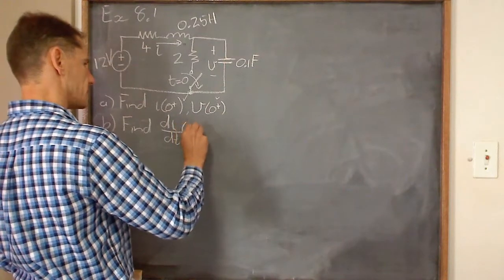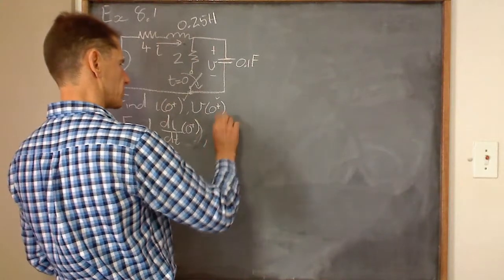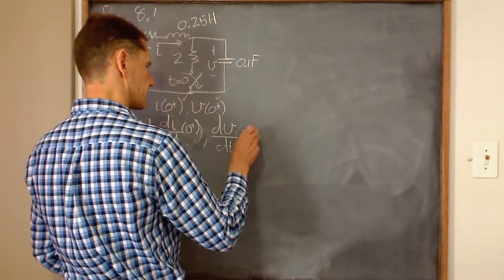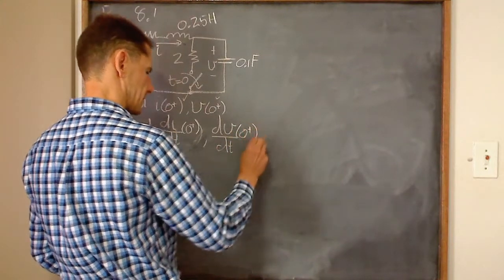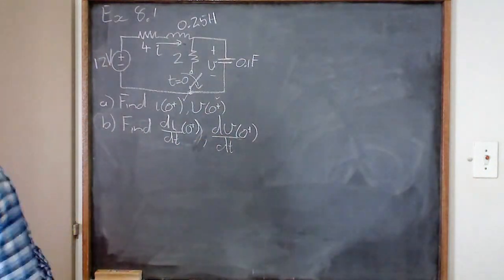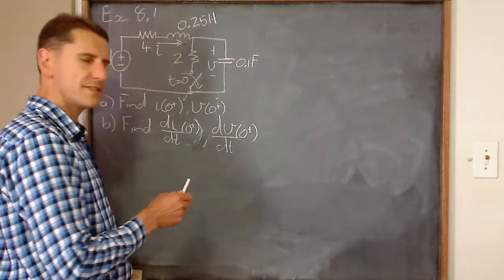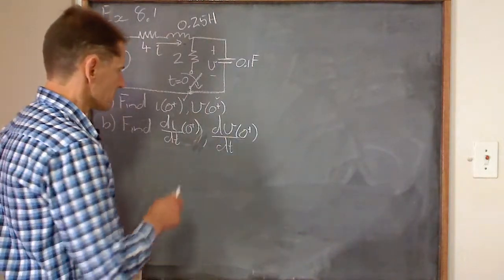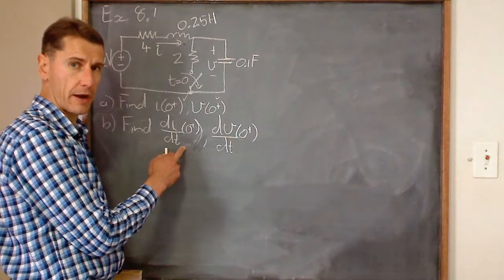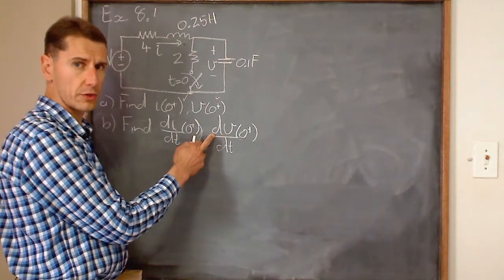dI/dt at time 0 plus, and they want us to find dV/dt at time 0 plus. What do those expressions mean? What is this in English? The dI/dt is the rate of change of the current. dV/dt is the rate of change of the voltage across the capacitor.